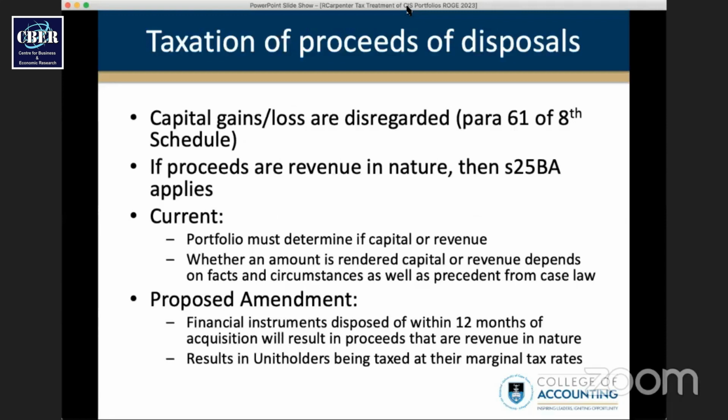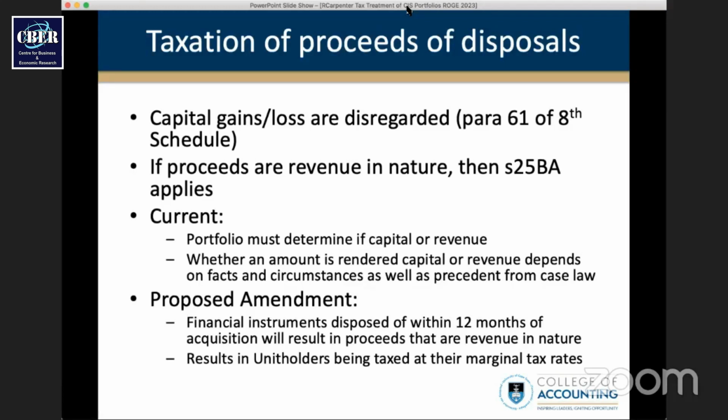So how are proceeds of disposals taxed in South Africa? So those proceeds on disposal can either be revenue or capital in nature. If they are capital in nature, there's a capital gain or loss. However, those capital gains or losses are disregarded. If the proceeds are revenue in nature, then Section 25BA applies.